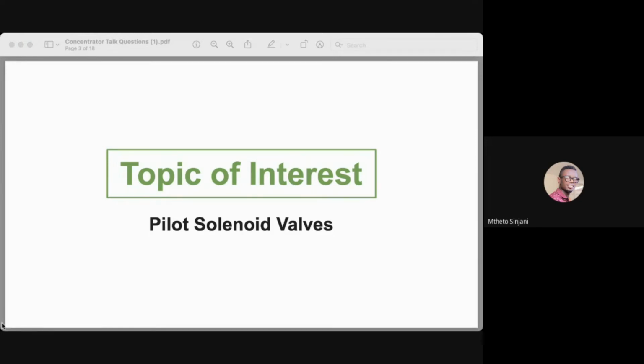Hello, everyone again. In most of the answers that we have been giving out on oxygen concentrators, we've been talking about these pilot valves. So we thought it wise that we should share and try to explain how these valves work and where they are found. To begin with, oxygen concentrators, depending on the model, might use either a rotary valve or a solenoid valve. Under the solenoid valve is where we find the pilot solenoid valves. On to the next slide.